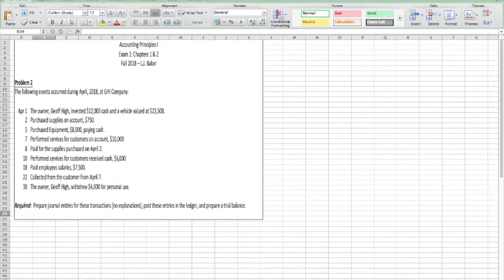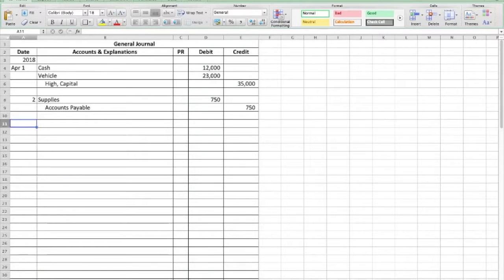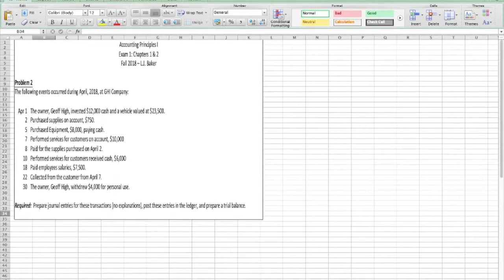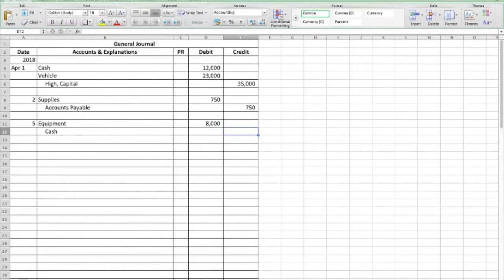The next transaction happened on April 5th. It says we purchased equipment for $8,000 paying cash. So I'm just going to start that with a number 5. I purchased equipment, so the company now has more equipment. Equipment is an asset. Assets increase with a debit, so I'm going to debit equipment. I paid cash for it, so cash needs to go down. Cash is an asset. To make it go down, I have to credit it. So a debit to equipment and a credit to cash for the value of that equipment, which was $8,000.